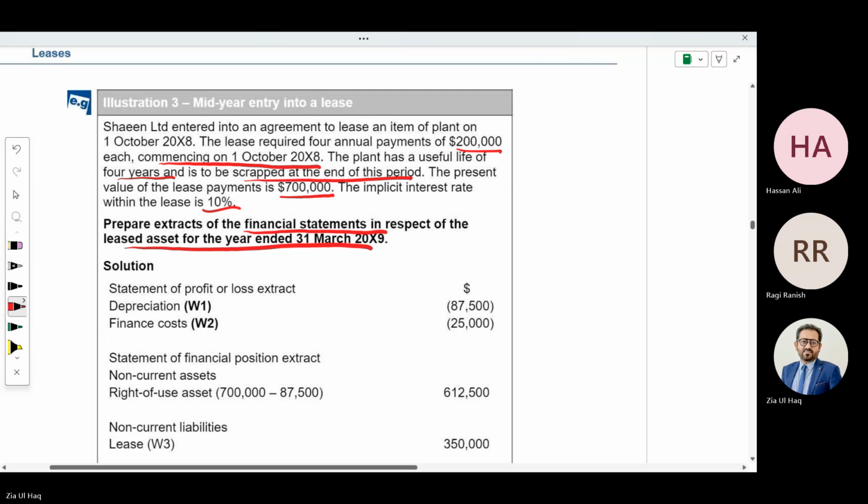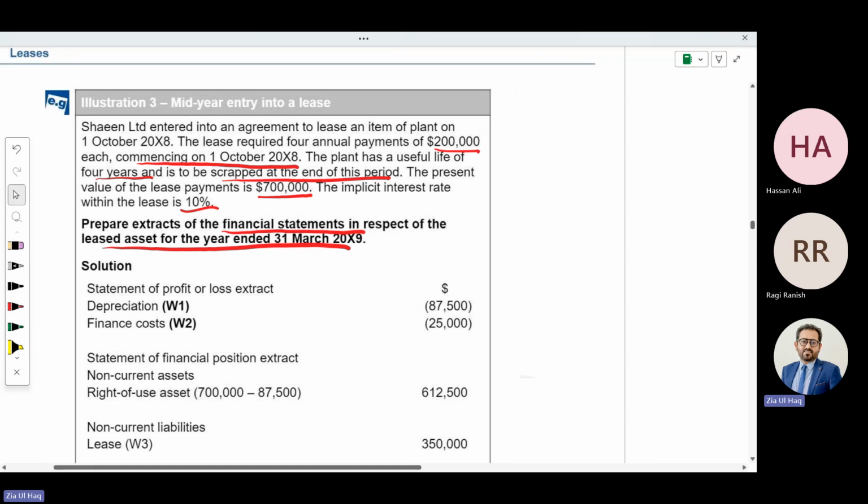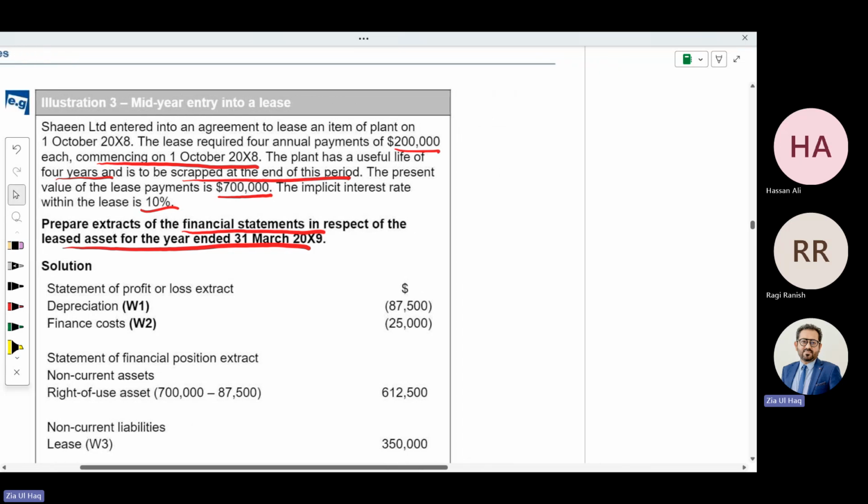What's the year end? 31st March 20x9. And you entered into the lease contract on 1st October 20x8, so for the first year, 6 months you have used. Okay. First, we can calculate the asset value. Simple. What's the asset value?